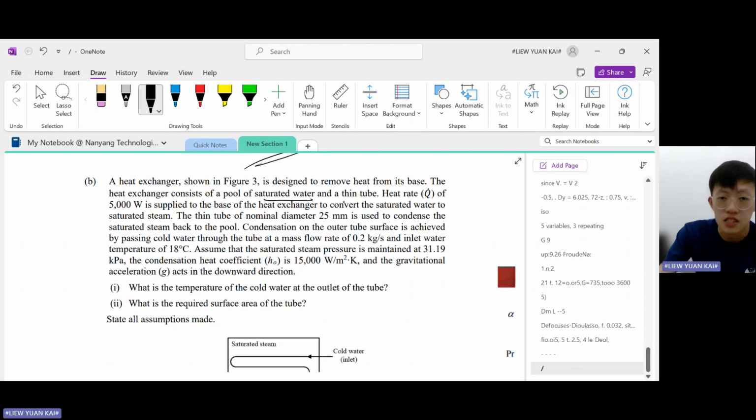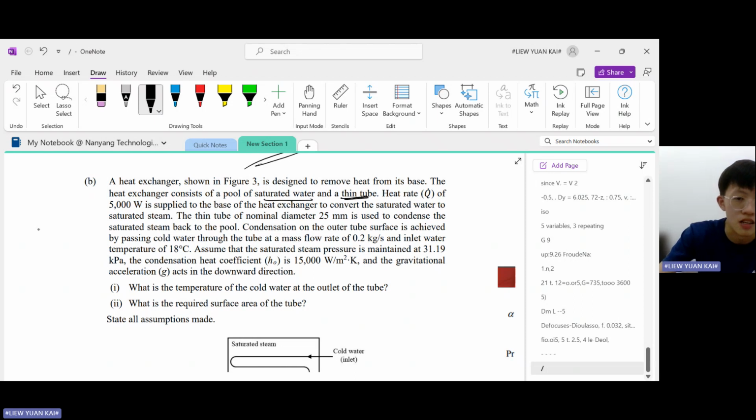And thin wall, this thin tube refers to a thin wall tube, so we can neglect conduction resistance across the wall of the tube. The heat rate is 5,000 watts, which is supplied to the base of the heat exchanger and is used to convert the saturated water into saturated steam.